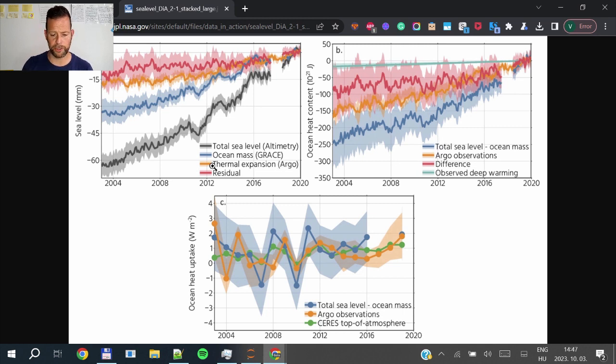Also, the orange line is titled here thermal expansion (Argo). Here it's called Argo observations. We thought it's pretty much the same, so we used the same name for it in our case. And here, the red line is called residual. This way it's called difference. We again used them as equivalents, even though we don't know if they really are.